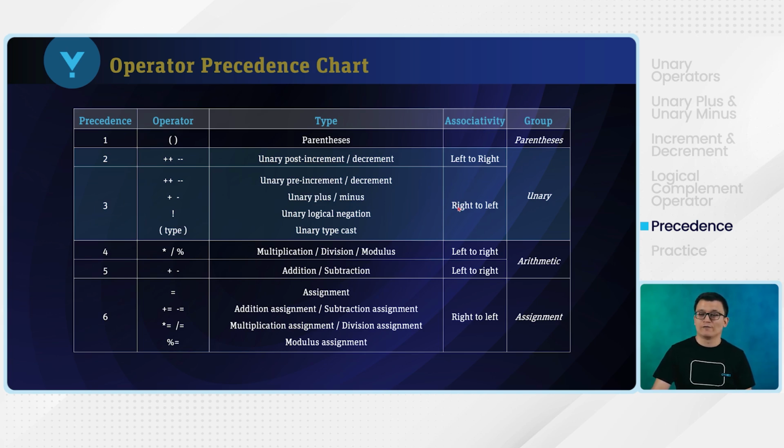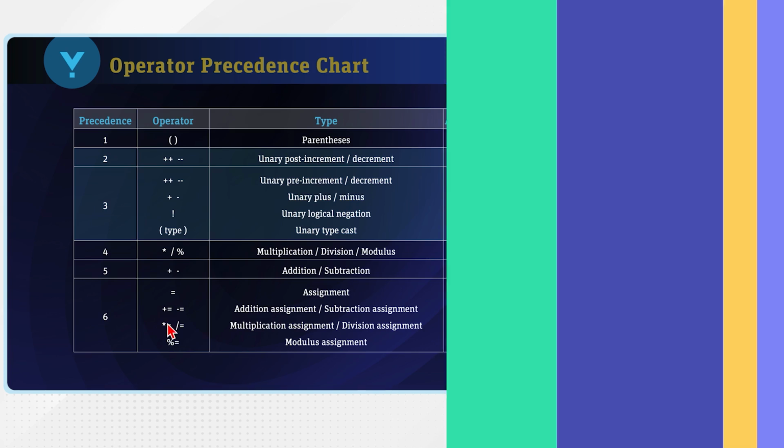As you can see, they are from right to left, right? And then at the first level, we have the multiplication, division, modulo, those arithmetic operators. And then at the next level, we have addition and subtraction, okay? And the one that has the lowest level of precedence are the assignment and shorthand assignment operators.